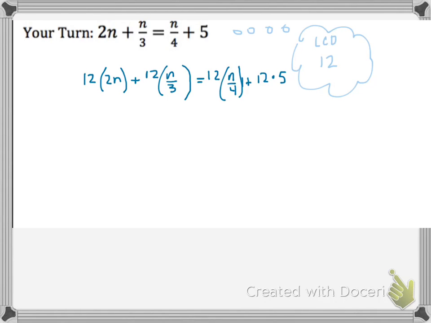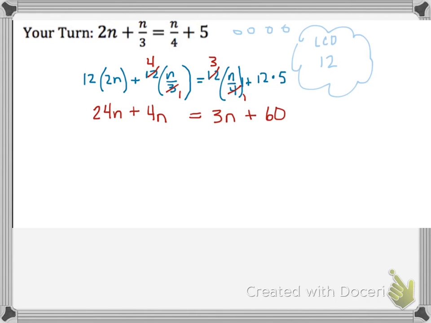So let's take a look at this. My thought process is that the least common denominator, or the least common multiple of 3 and 4, is 12. So I'm multiplying every term by 12. That's going to give me 24n plus, here I've got canceling, 3 goes into 3 once and into 12 4 times, so that's 4n. And on the right hand side of the equal sign, 4 goes into 4 once and into 12 3 times, so that's 3n, plus the 12 times 5 is 60.